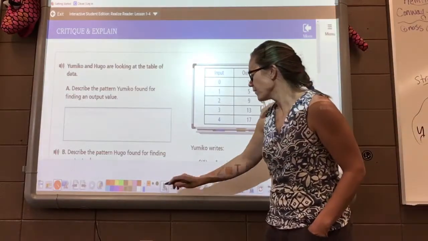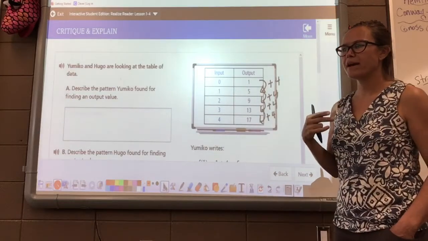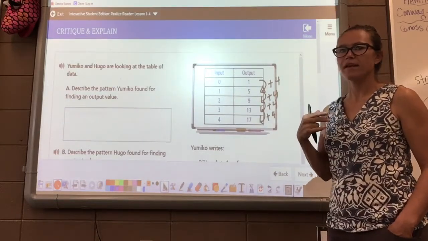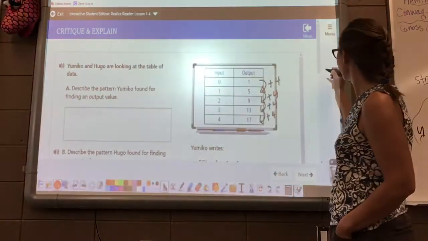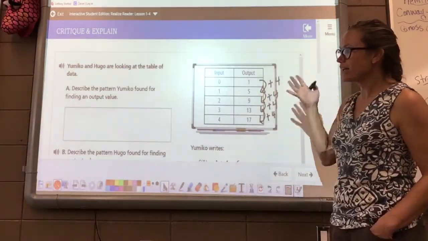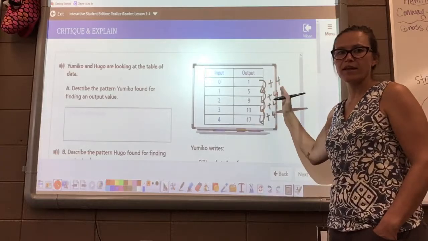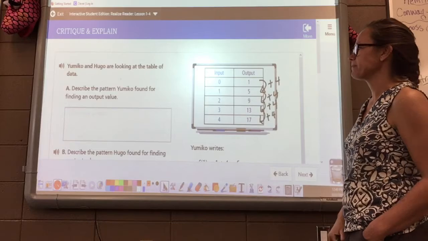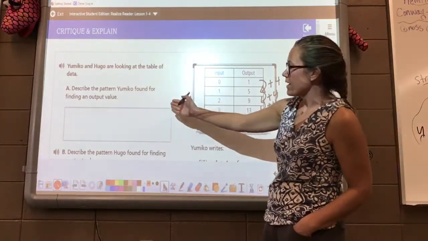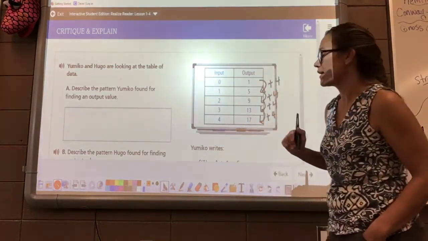As we go through this, you should be on page 13 of your student companion. There's Mrs. Conway. And as you're here, you can also be working in the interactive reader, but don't type anything right in your student companion. So, describe the pattern Yumiko found for finding an output.